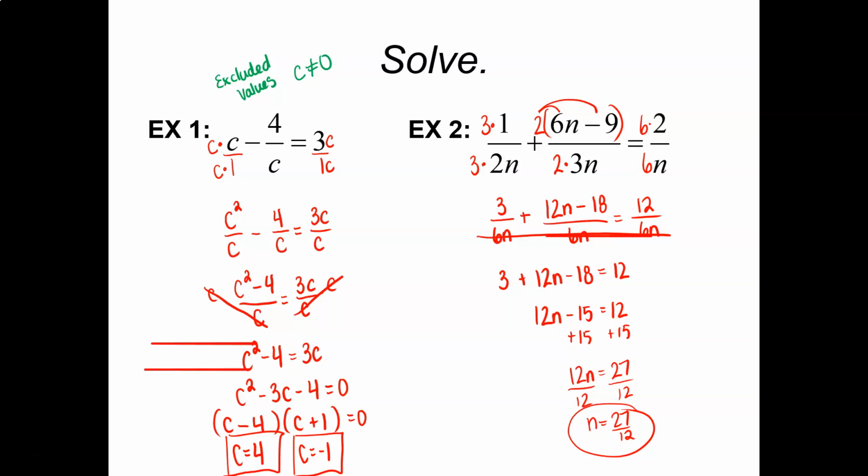Now, I circled that real quick. I didn't check for excluded values. What was my excluded value for this one? My excluded value was n cannot equal 0. That is not my answer, so it's fine. There could be many, just like on the homework last night. We just have ones that are a little more simple right now.